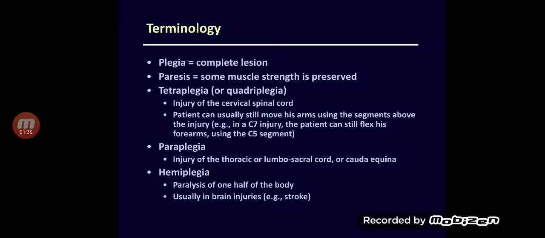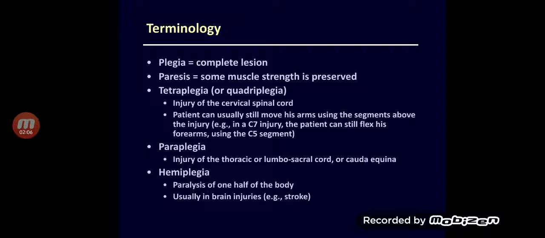In the terminology, when a patient has a complete lesion, he will be named plegic. When the patient has some muscle strength preserved, he will be named paretic. Tetraplegia means that the patient has an injury to the cervical spinal cord. The patient can usually still move his arms using the segments above the injury. For example, if the patient has suffered an injury to C7, the patient can still flex his forearms using the C5 segment.